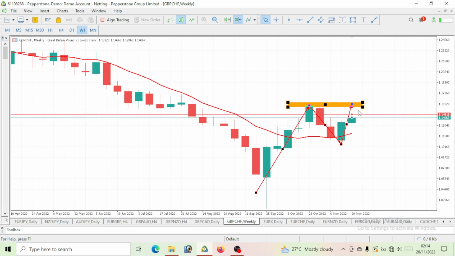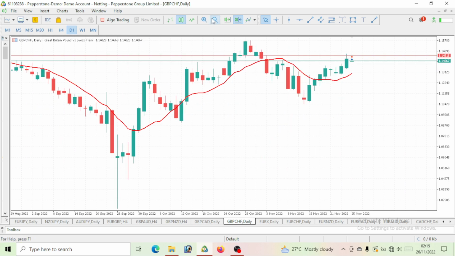So at least we'll be making about 100, close to 200 pips, at least maybe 160 pips, which is not bad. Secondly, the price is still above the moving average. So since it is still above the moving average, it makes sense for us to go bullish on GBP Swiss franc.